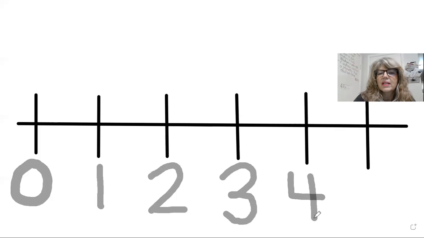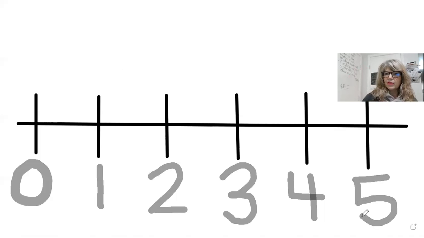All right, what's going to come after 4? 0, 1, 2, 3, 4. What goes right here? Let's do it on our number line too. 0 plus 1 is 1. 1 plus 1 is 2. 2 plus 1 is 3. 3 plus 1 is 4. 4 plus 1, add 1 more. 5. Yes. So across and down and then around. I am a number 5.